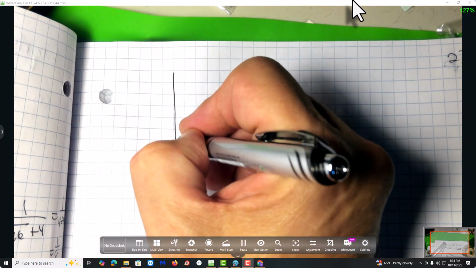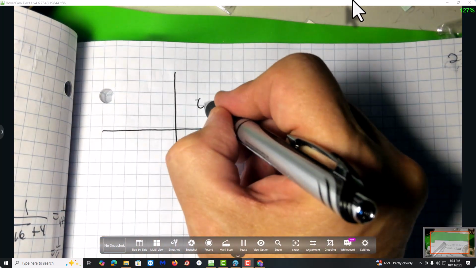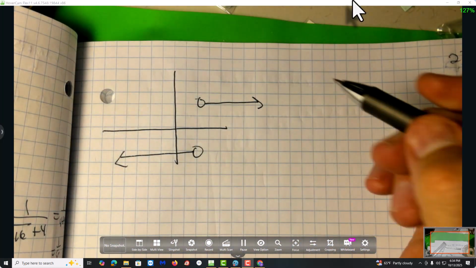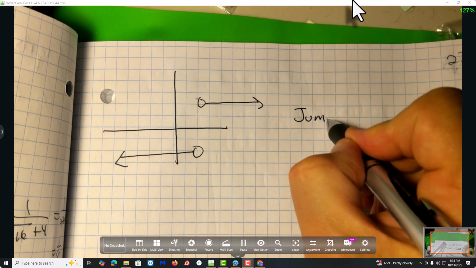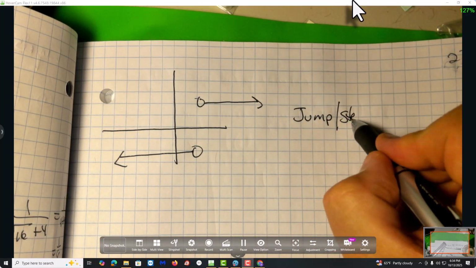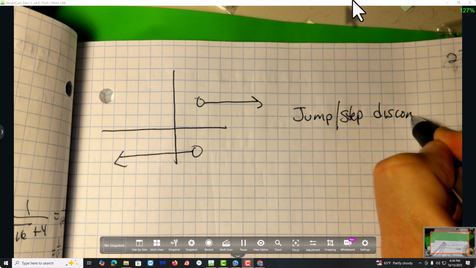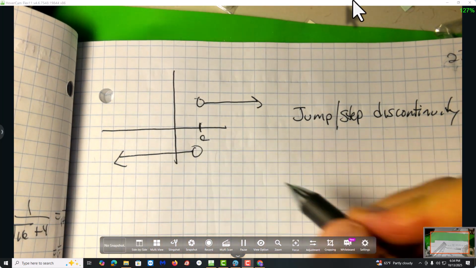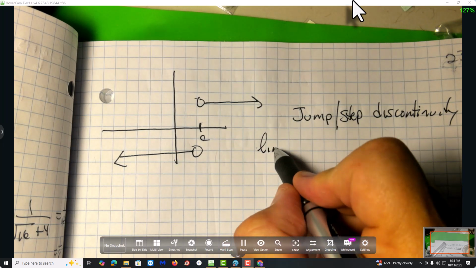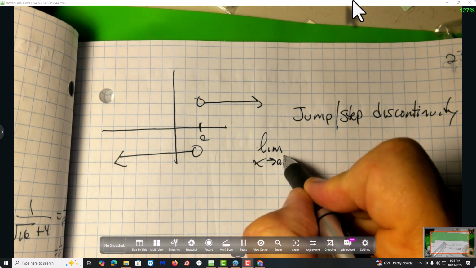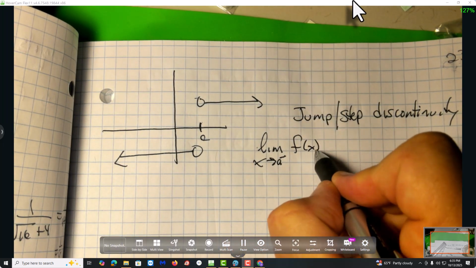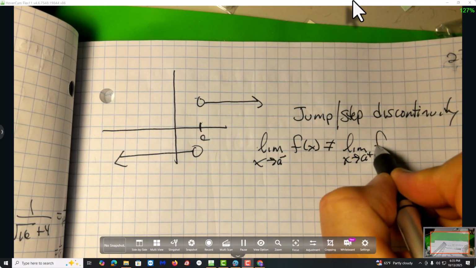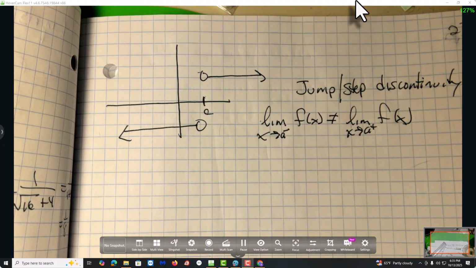One, if the right and the left-handed limits exist, but they're different. And I'll just draw a quick example. Here we go. Here's the simplest example. And this is called a jump, a step, and it's a discontinuity. Okay. So the limit as x goes to a from the left of my function does not equal the limit as x goes to a from the right of my function. Notice the two one-sided limits exist.